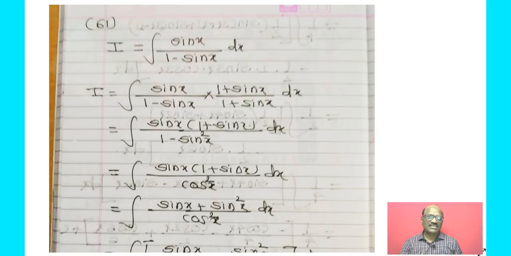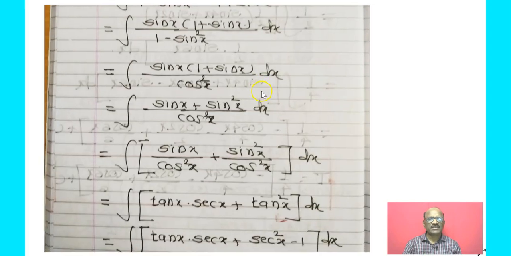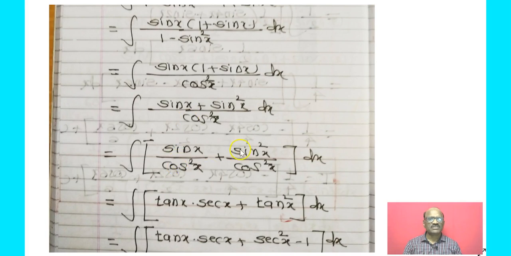Now next problem. Again this is an interesting problem: I is equal to integral of sin x upon 1 minus sin x. Here we multiply and divide by 1 plus sin x in the numerator and denominator. 1 minus sin x into 1 plus sin x becomes 1 minus sin square x, and 1 minus sin square is cos square x. So we have sin x into bracket 1 plus sin x upon cos square x. Splitting this up, sin x into 1 and sin square x, we get sin x upon cos square x plus sin square x upon cos square x. Sin x upon cos x becomes tan x, and 1 upon cos x becomes sec x.